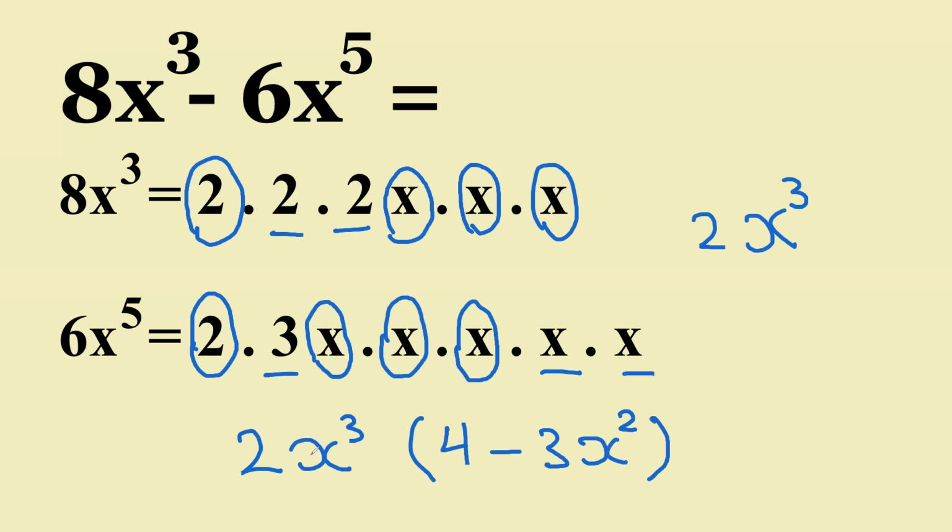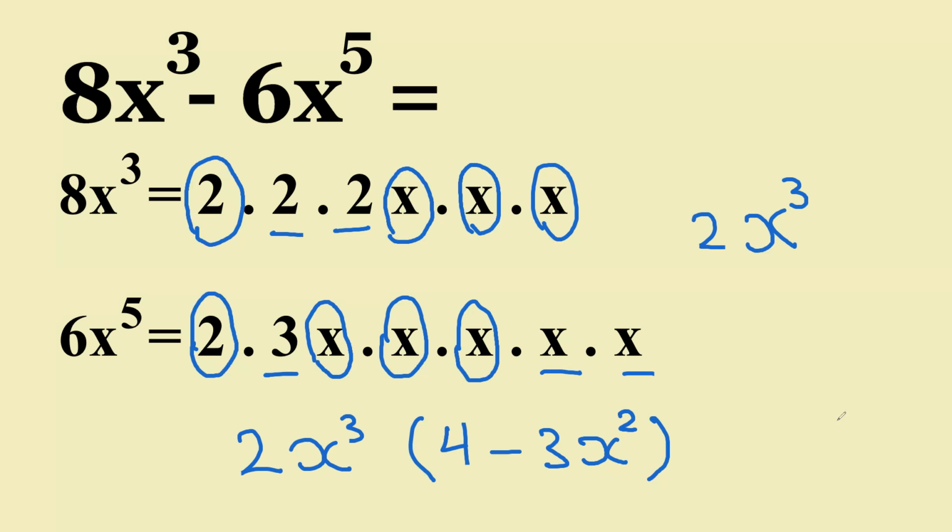Now be assured, if you distribute the 2x cubed into the 4 and into the 3x squared, you're going to get this back. So 2x cubed times 4, you get 8x cubed, which is this. And 2x cubed times 3x squared, 2 times 3 is 6, and x cubed times x squared, you get x to the 5. Remember, when you multiply variables, you add the exponents, and you get x to the 5. So that's how you do greatest common factor using the prime factors.